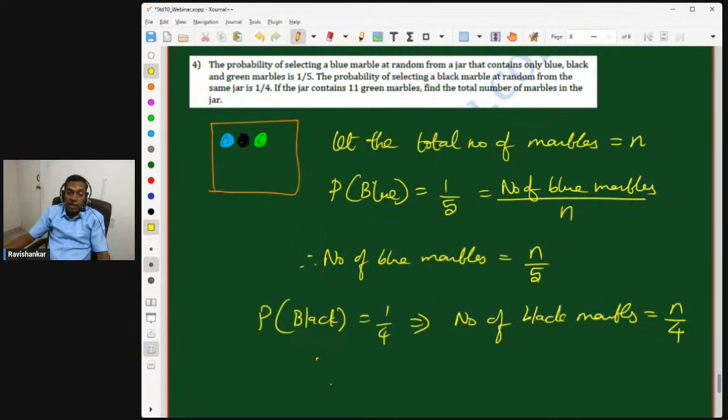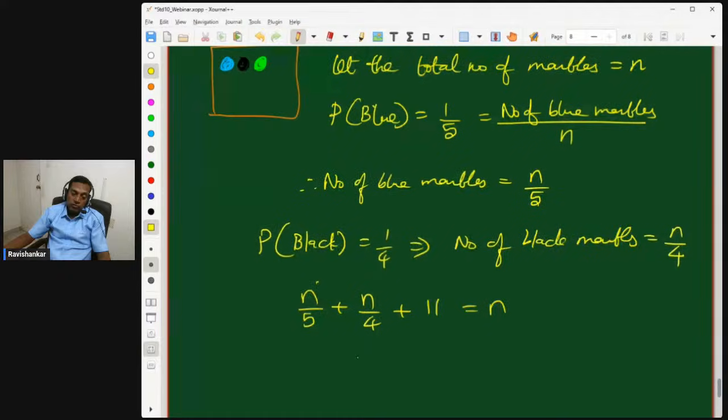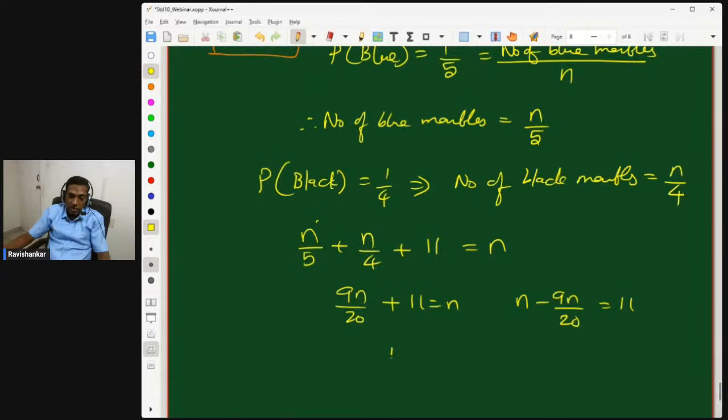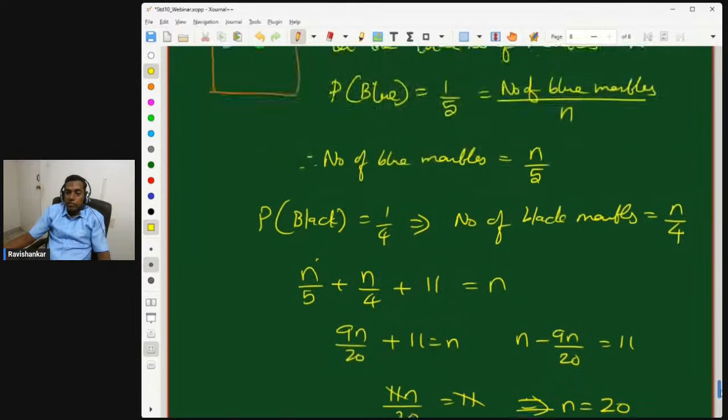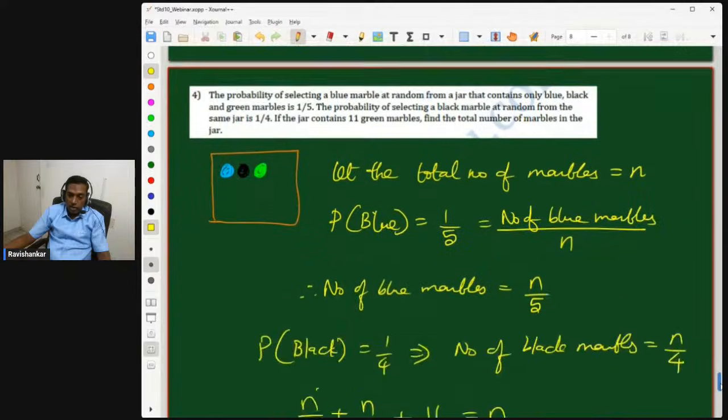Okay. Now, we know total is n. So n by 5 plus n by 4 plus 11, which is the number of green marbles, is n. So from this we can calculate. So this is 9n by 20 plus 11 is n. So n minus 9n by 20 is 11. So 11n by 20 is 11, which implies n is equal to 20. Hope this is clear.